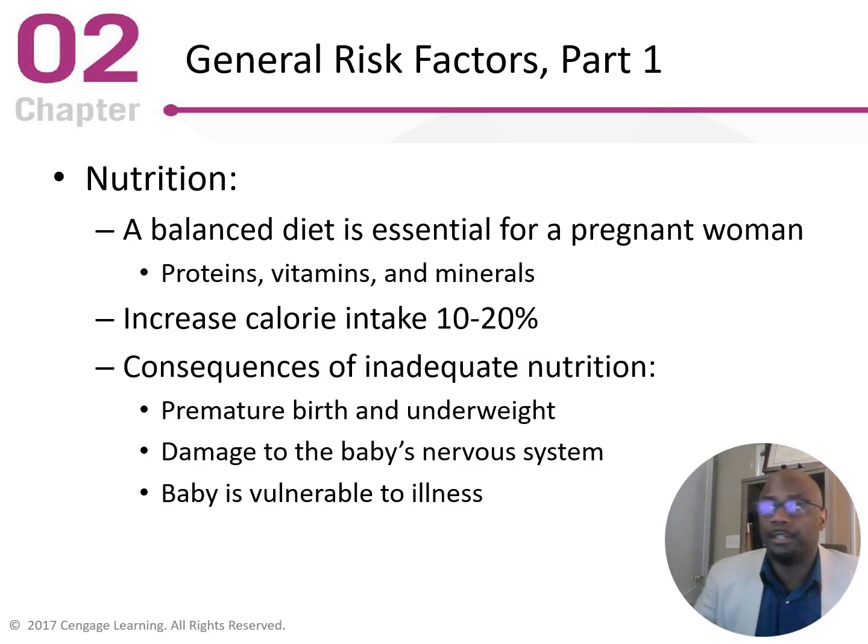Nutrition is really important in this process, as a balanced diet with proteins, vitamins, and minerals is essential for a pregnant woman. Calorie intake should increase by 10 to 20%. Consequences of inadequate nutrition include premature birth and underweight, damage to the baby's nervous system, and the baby being vulnerable to illnesses.